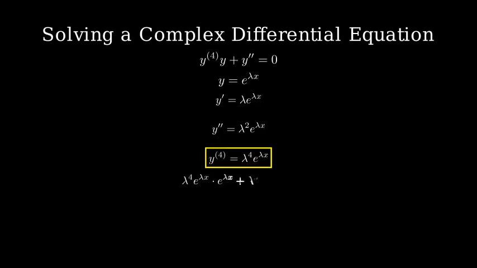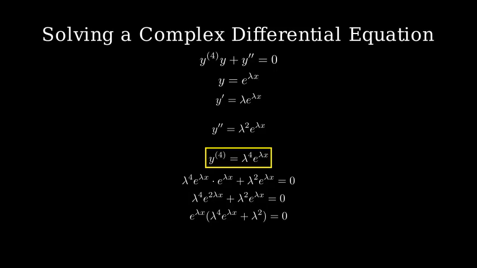We get lambda to the fourth power e to the lambda x times e to the lambda x plus lambda squared e to the lambda x equals 0. Now we can simplify this expression. The first term becomes lambda to the fourth power e to the 2 lambda x. Then we can factor out e to the lambda x from both terms.